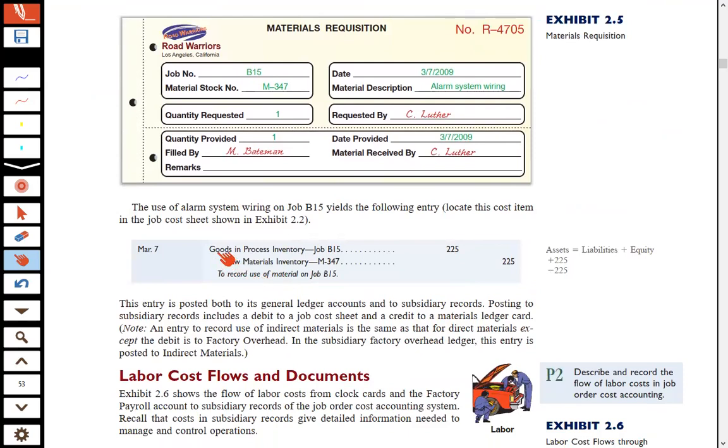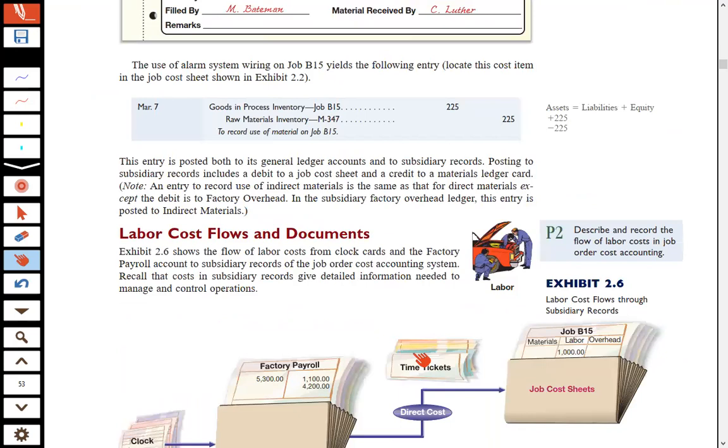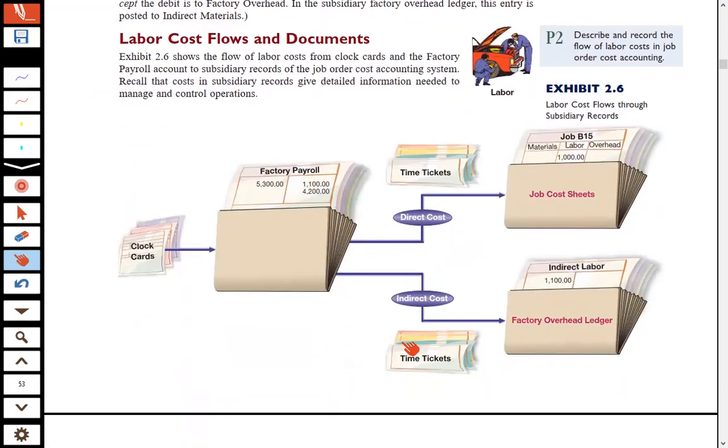Entry is the same. When material is issued from the warehouse and goes into the process, goods in process or work in process is debited, and raw material is credited. Done. Now, what is the labor cost for those documents?